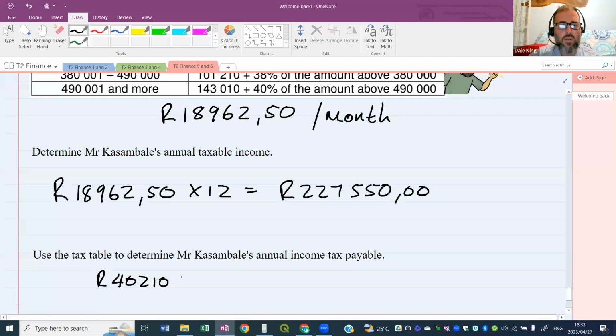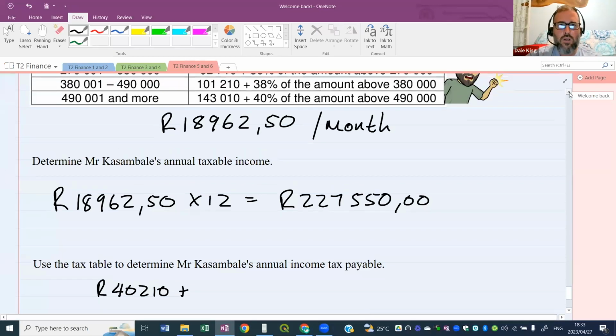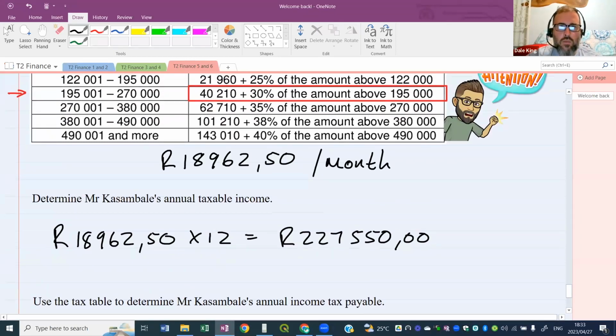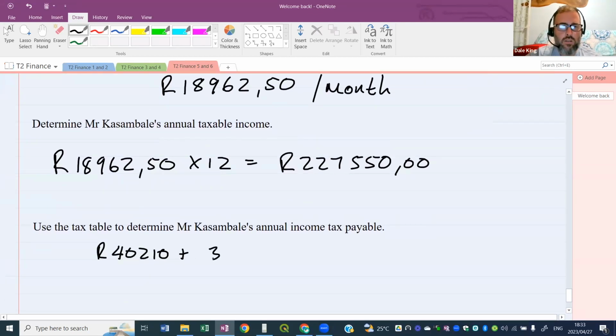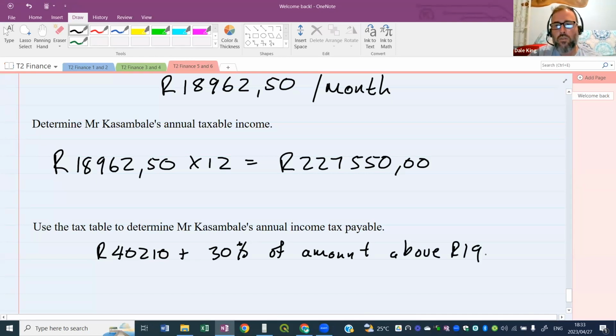40,210 plus, what does it say? 30% of the amount above 195,000. So that's what that row says.